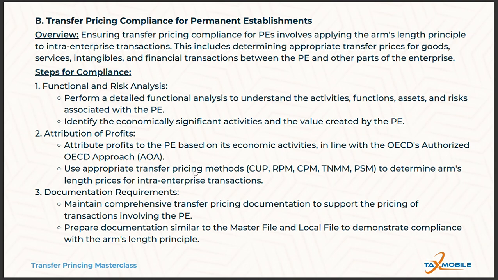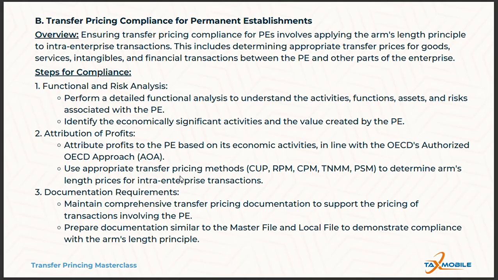The next thing, after you attribute profit to the permanent establishment based on its economic activities, is to use an appropriate transfer pricing method. Various transfer pricing methods can be applied to determine the appropriate price for transactions between the permanent establishment and other parts of the business. The choice of method depends on the nature of the permanent establishment activities and the availability of comparable data. Some common methods include comparable uncontrolled price method, resale price method, cost plus method, transactional net margin method, and profit split method.